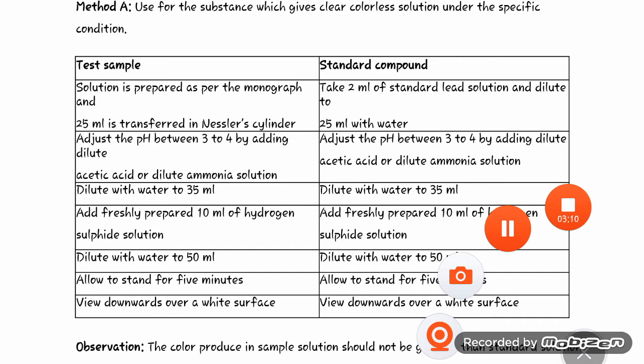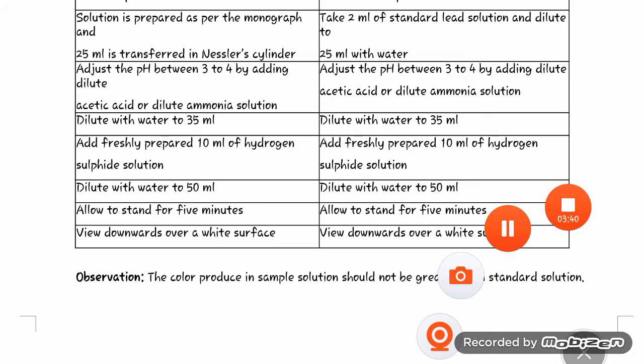Then view downward over a white surface. You can see a white surface on the downward side of the container or the test tube. Next, for preparing the standard compound, take 2 ml of the standard lead solution and dilute to 25 ml with water. Adjust the pH between 3 to 4 by adding dilute acetic acid or dilute ammonia solution. Dilute with water to 35 ml. Then add freshly prepared 10 ml of hydrogen sulfide solution.